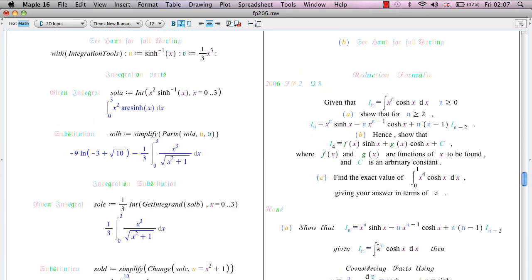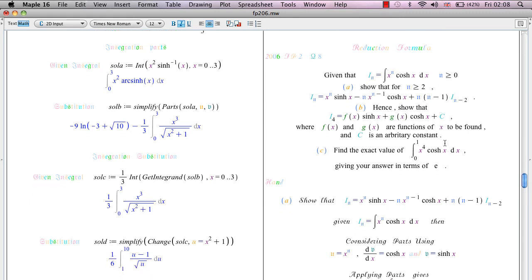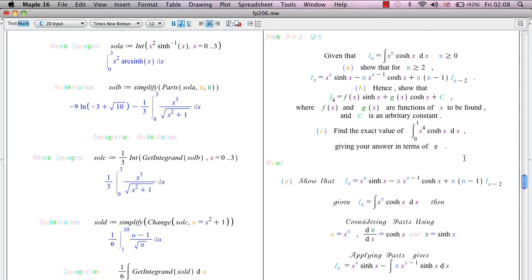Question 8. Reduction formula to prove this expression for I n, given that I n is x to the power n cos x for n more than or equal to 2, and for part B showing that I4 is this expression, and for part C the exact value of I4 between 1 and 0.